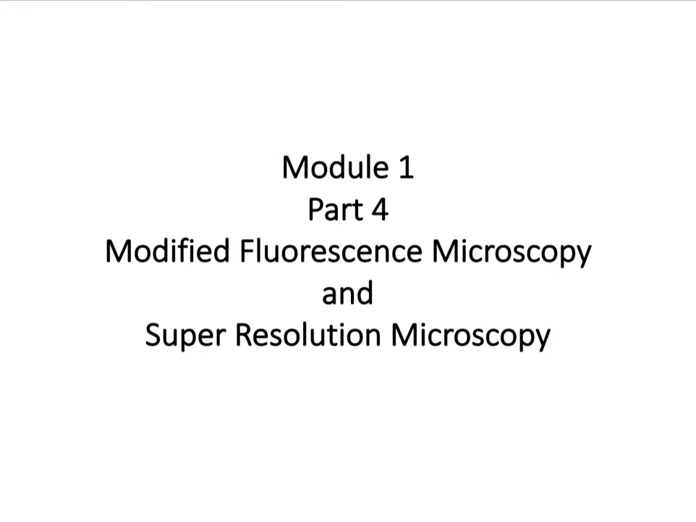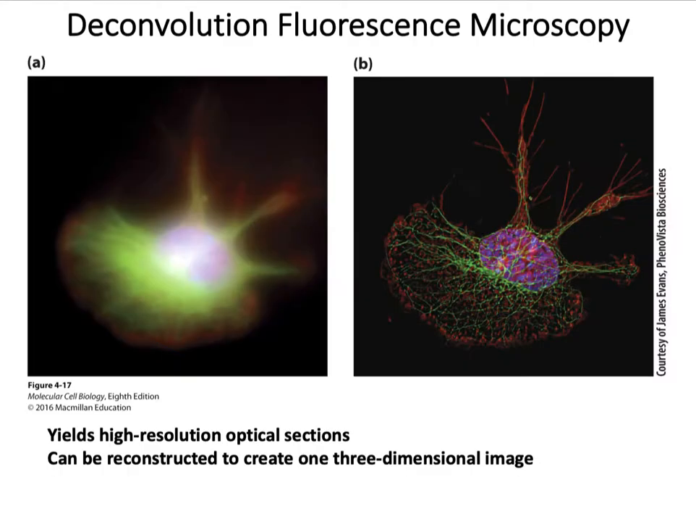Module 1, Part 4. In Part 4 of Module 1, we will discuss some of the incredible modern advancements of conventional fluorescence microscopic techniques and super-resolution microscopy. Super-resolution microscopy pushed the limit of light microscopy beyond its theoretical limit, towards a resolution that was earlier possible only through an electron microscope. The specimen that we observe under the microscope always has some thickness.